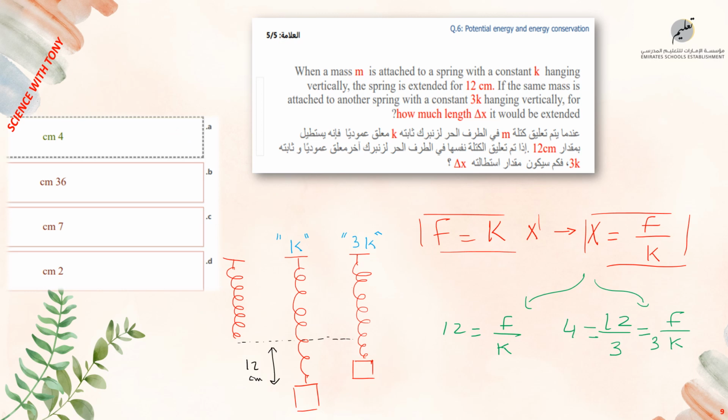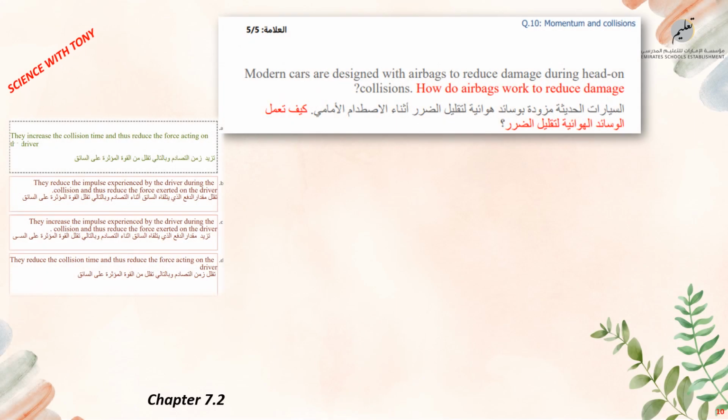We continue with question 8. Modern cars are designed with airbags to reduce damage during head-on collisions. How do airbags work to reduce damage? I prefer that you go back to chapter 7.2 to understand that question. The function of airbags is to reduce the force. That's the main idea of airbags.